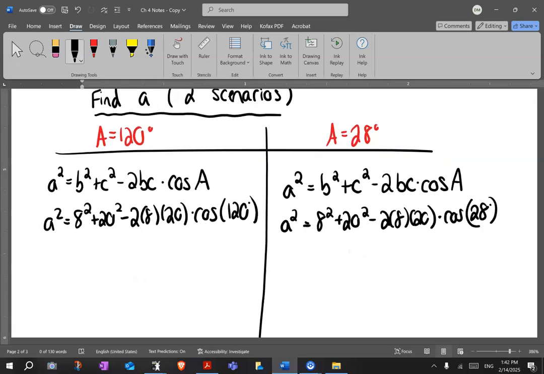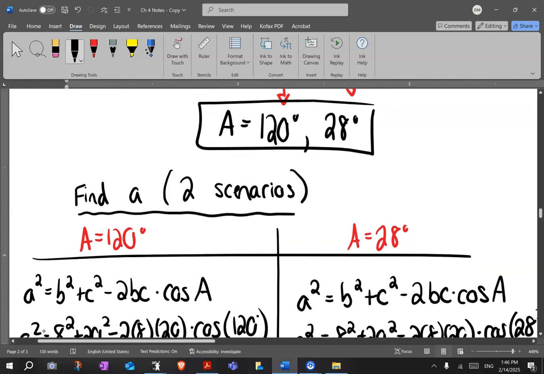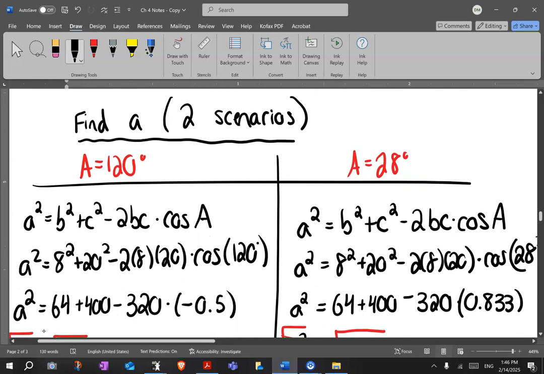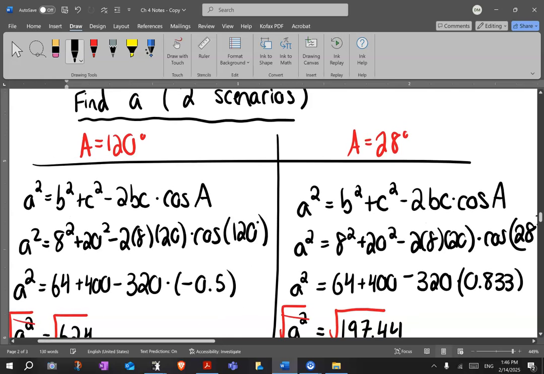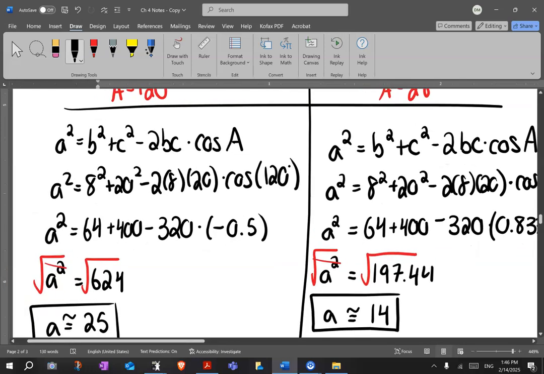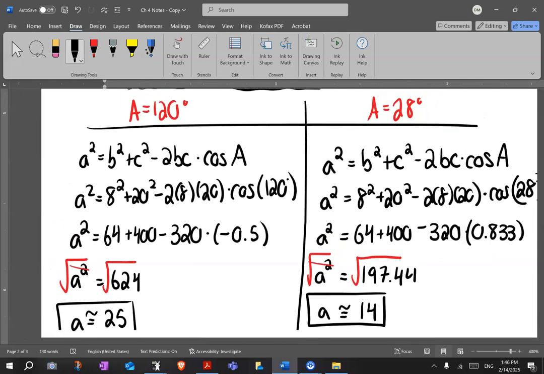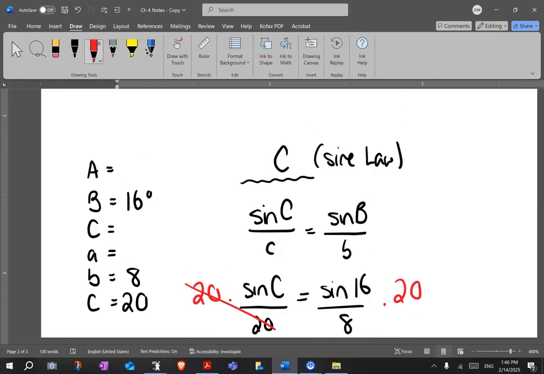Now, I'm just going to speed up a little bit here and just do the math, and then I can talk through it. Okay, so we plug everything in here. We plug in the 8s, the 20s, the 120 and 28, and the math is very straightforward here. Everything's on the right-hand side of the equal sign, so I can just put it in. Cos of 120 was negative 0.5. Cos of 28 was 0.883. So I put all the stuff in, and then I had to square root both sides, and I got 25 and 14. So if I had 120 degrees, I get 25, and if I get 28 degrees, I have 14. So I can write that in here, some of the options.